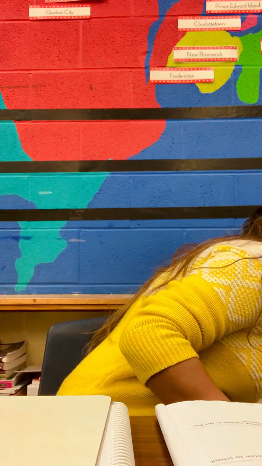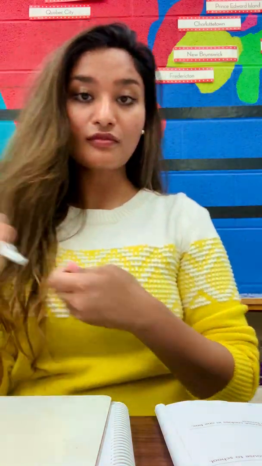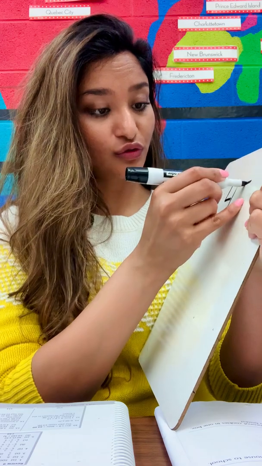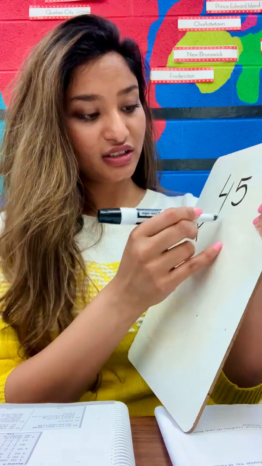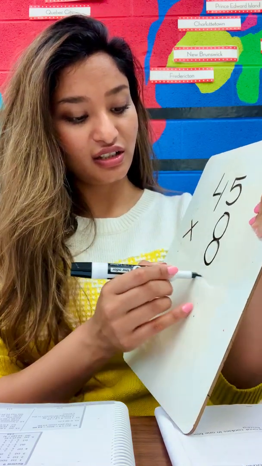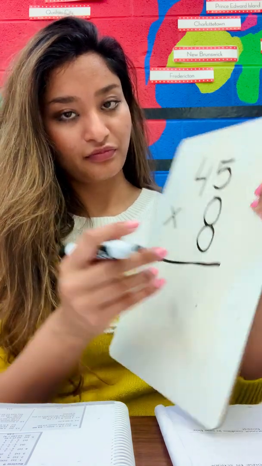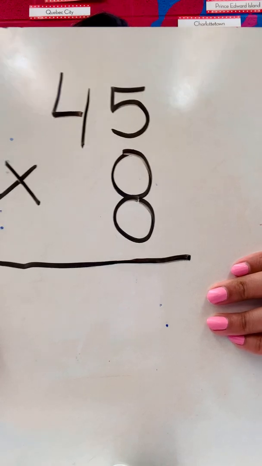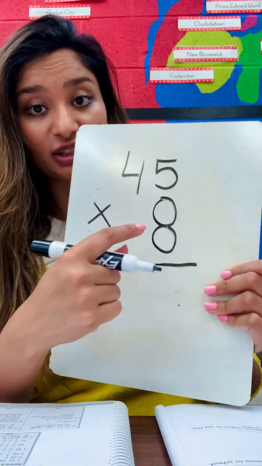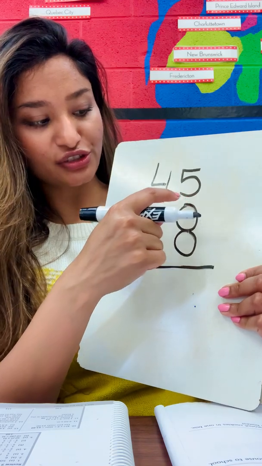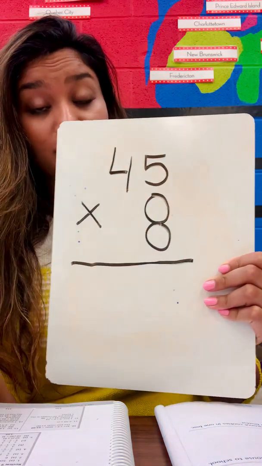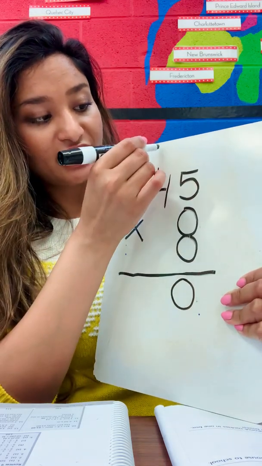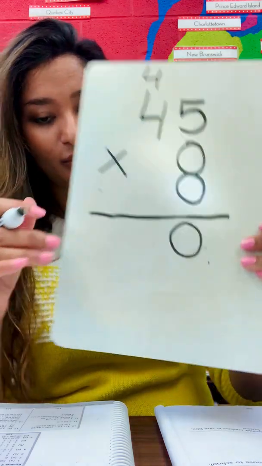Okay, so let's do that. And you're going to multiply with me. Okay, so 45 times 8. Okay, so go ahead and do this with me. So 8 times 5, so we multiply our 8 to our ones first. So 8 times 5 gives me 40. I write my 0 down. I take my 4 at the top.